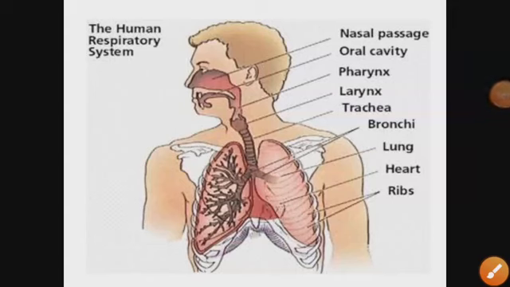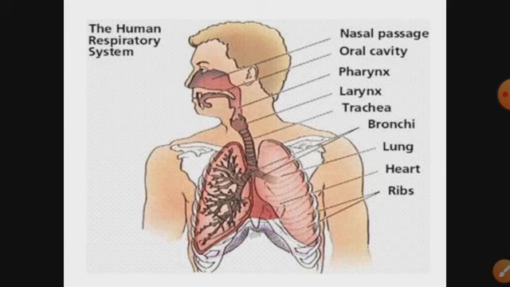Good morning, students. I gave you the introduction of human respiratory system. Respiration is another life process which is very important for our survival. What is the passage of the air? How does the air go inside the lungs, and what is the passage?